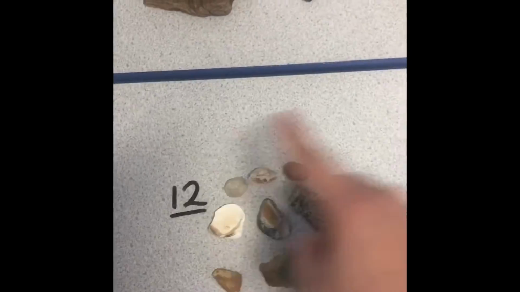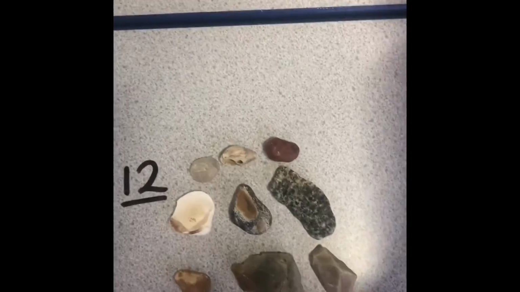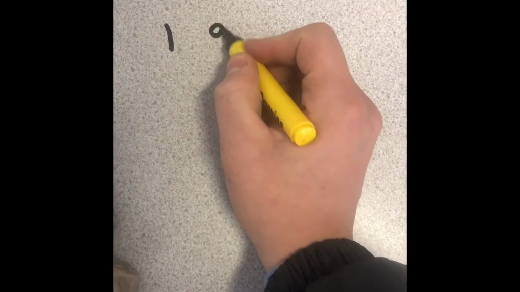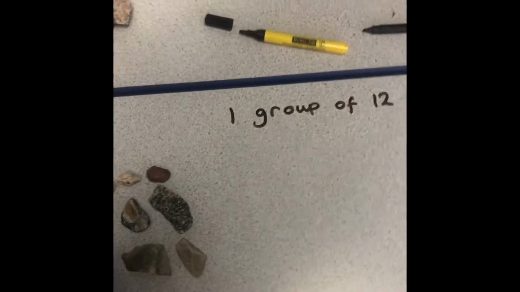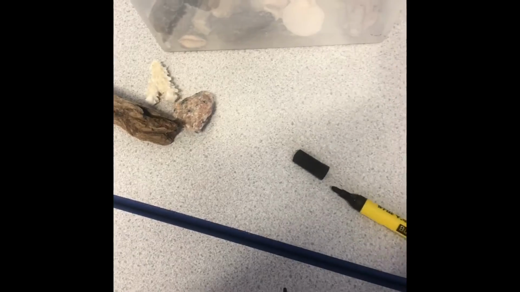Now, 12 can be one group, and I'm going to write that. I'm going to write, and you'll write this in your book, one group of 12. I'm now going to investigate, can I split them into two groups?